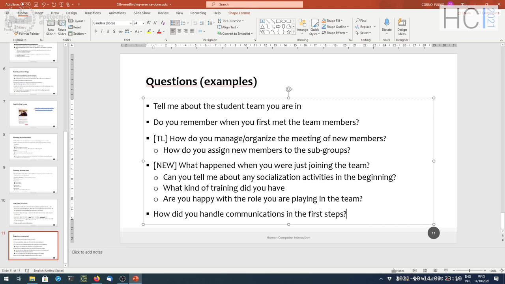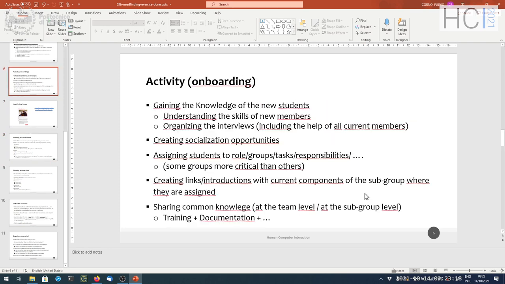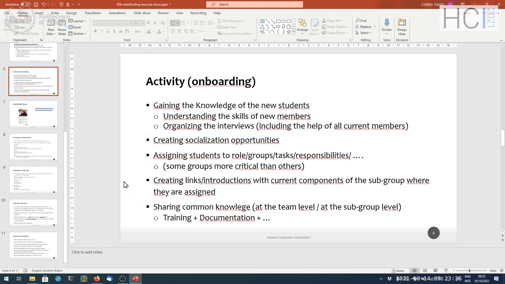We are probing different aspects. The activities that we mentioned before, maybe we didn't write them down: assigning responsibilities, socialization opportunities, interviews, skills, and so on. Linking with the current components, sharing knowledge. These were the problems, the issues that we thought were relevant to our project at the beginning.